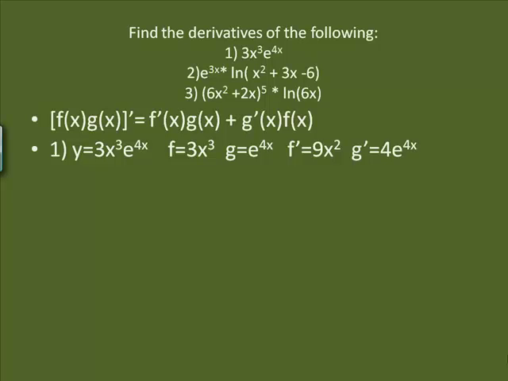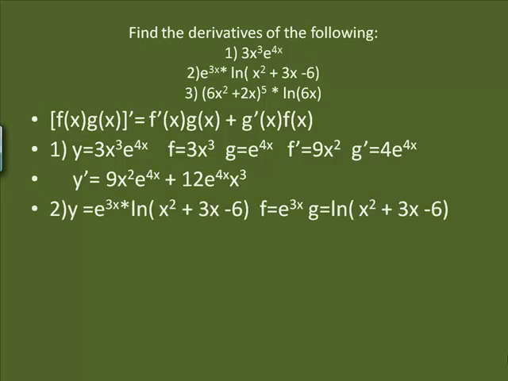Now that we have all four pieces labeled, we want to plug them into the formula f prime g plus g prime f. Doing so will give us that y prime is 9x squared times e to the 4x plus 12e to the 4x times x cubed. Notice in the second term, when we do g prime times f, they both have a constant. g prime has a 4 and f has a 3. So we can combine those to get our final constant of 12. This is our final answer.